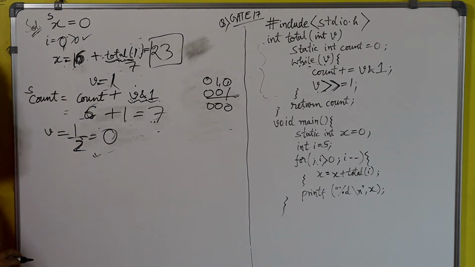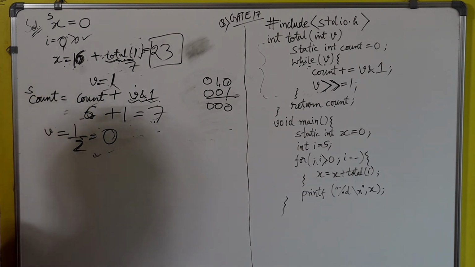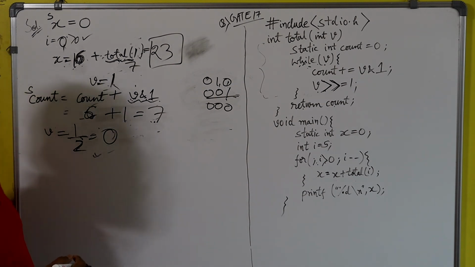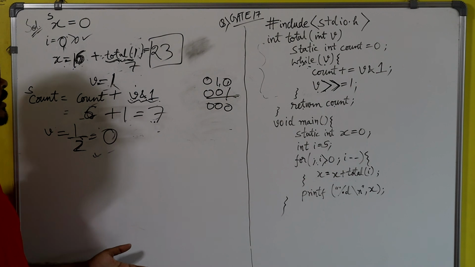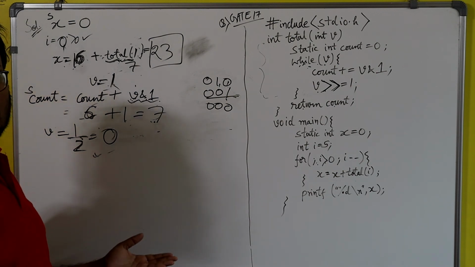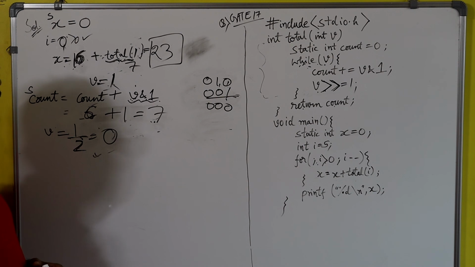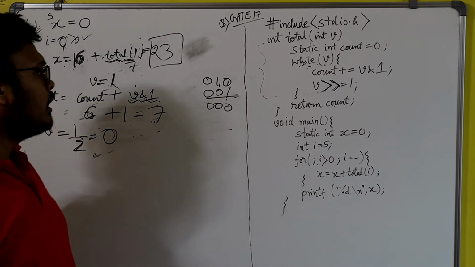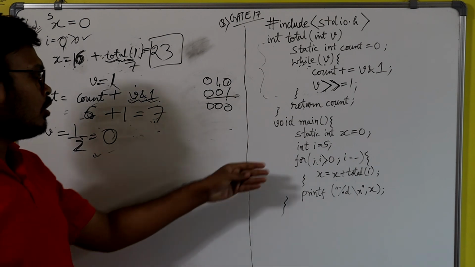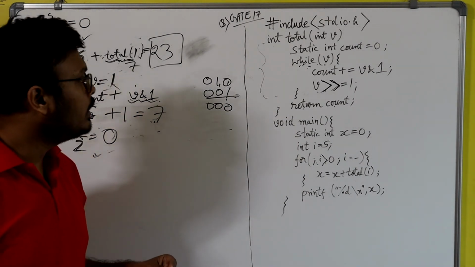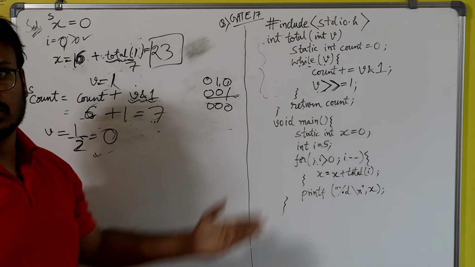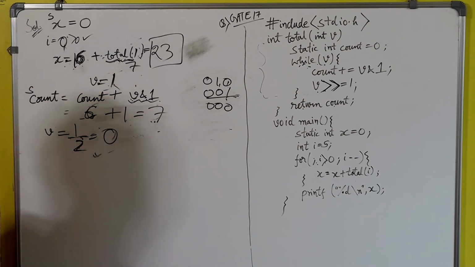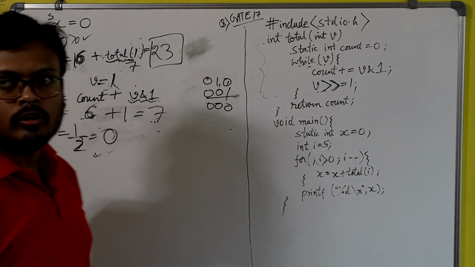Just see this. I might have taken some time for the explanation, but if you do regular practice, then these types of questions will not take more than 2 to 3 minutes. Also, I don't think that this question is difficult. All you need to know is the concept of static variable and how the arithmetic left shift and right shift operators work.